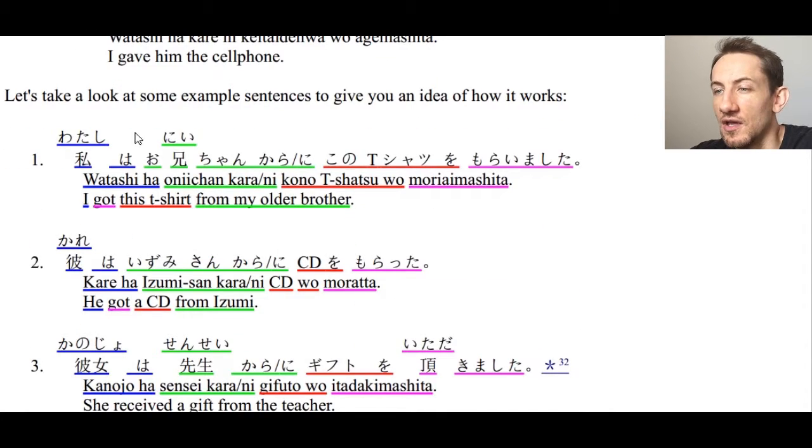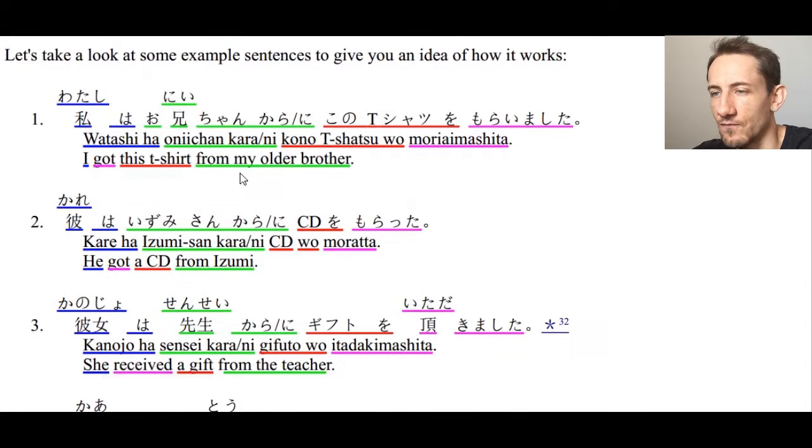So number 1, 私はお兄ちゃんにこの T シャツをもらいました。 Or 私はお兄ちゃんからこの T シャツをもらいました。 I got this shirt from my older brother. So notice we can use kara or ni to mark that the person we received the gift from was my brother. Kara can usually be translated as from. So for example, I can say, アメリカから来ました. I came from America. So if it helps you to think of the English sentence, from, kara is fine, but I usually use ni most of the time with this structure.